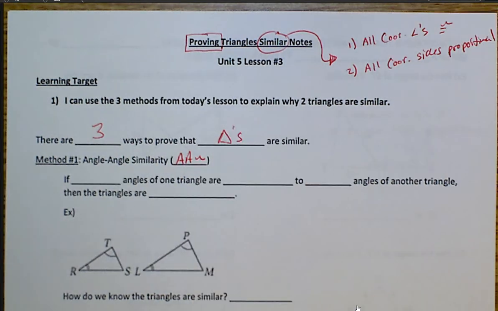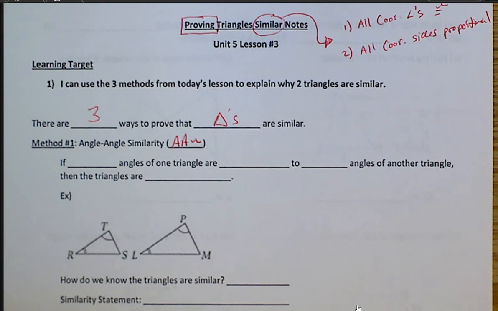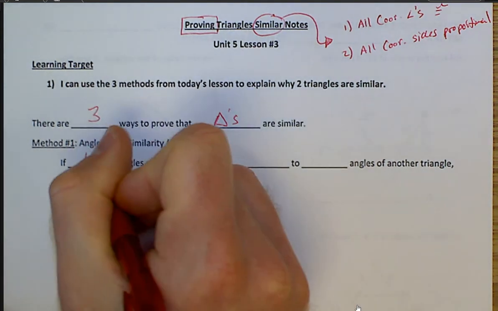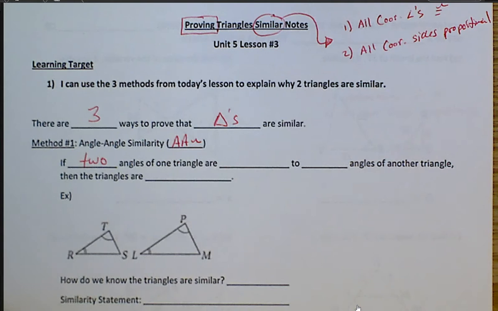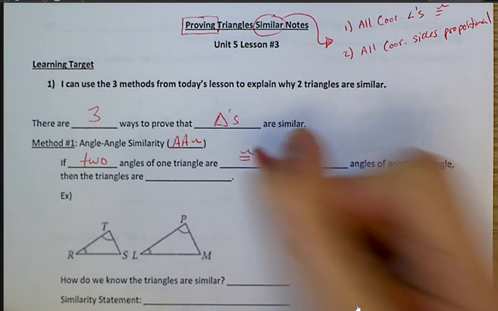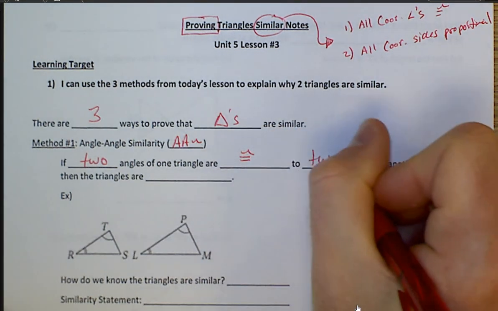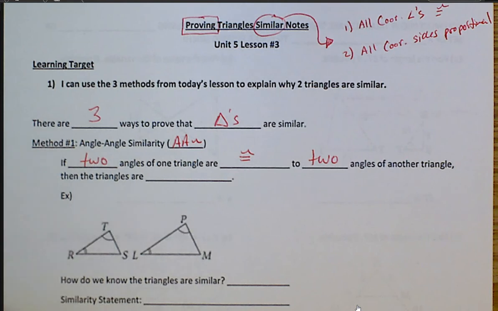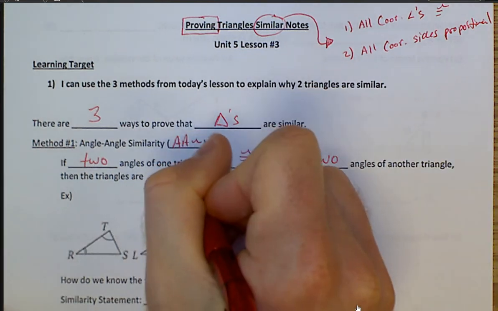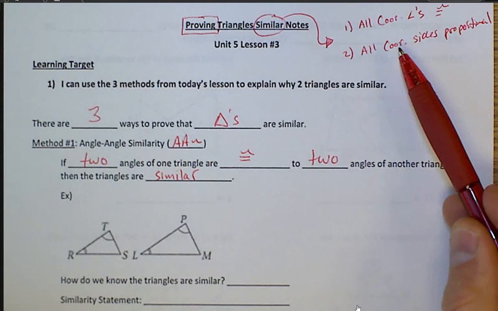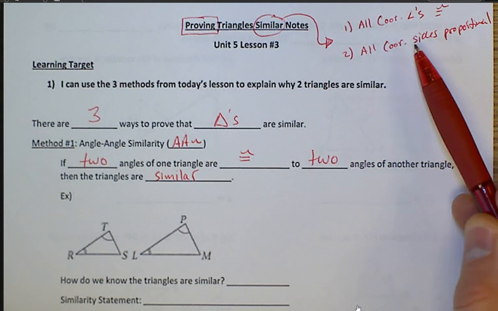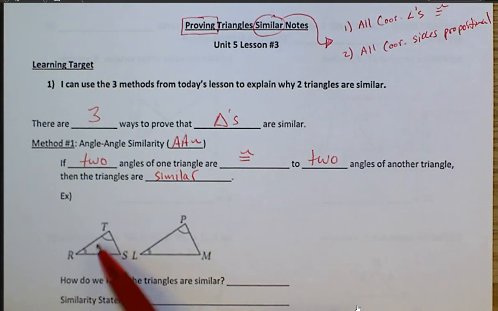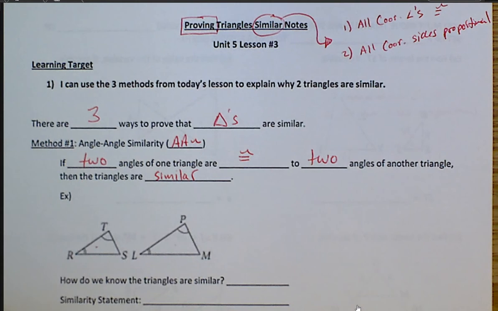And so here's what angle-angle similarity states. If two angles of one triangle are congruent to two angles of another triangle, then the triangles are similar. So that is a shortcut, because you don't need to show all of this stuff. You just need to show that two angles from one are congruent to two angles of the other. Okay? So here's an example.